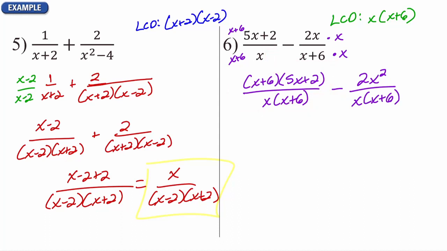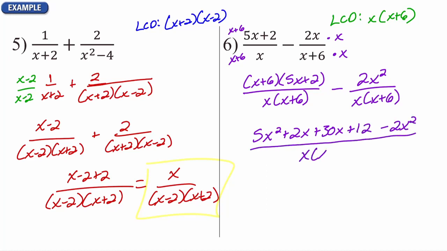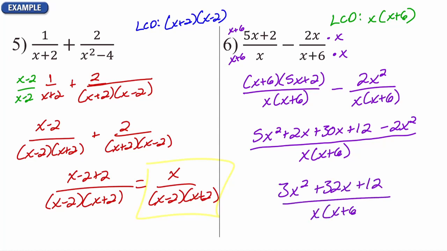So what I'm going to do next is distribute all of this up here in the numerator, multiply that all out. And I'm also going to, at the same time, put everything over the one denominator since they have a common denominator. That's going to be 5x squared plus 2x plus 30x plus 12, and then I have that minus 2x squared all over x times x plus 6. And I combine my like terms and I'm going to have 3x squared plus 32x plus 12 all divided by x times x plus 6.